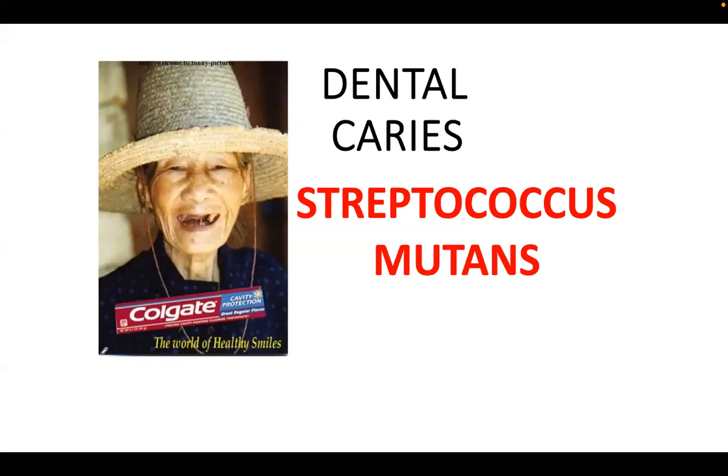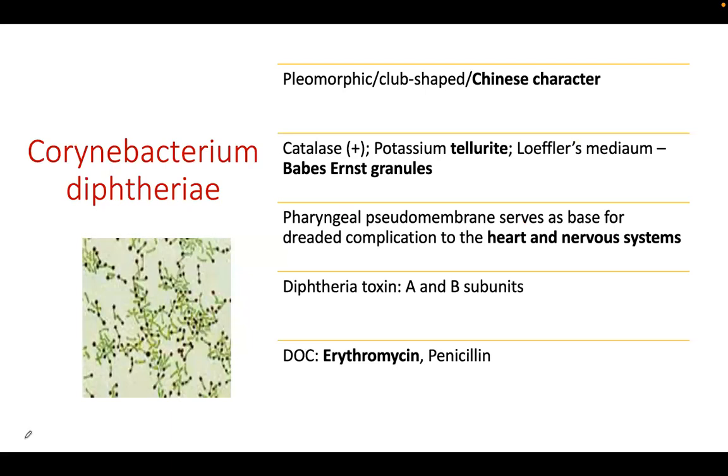So I hope you got that. Okay, that is for Streptococcus mutans. Now, please take note of Corynebacterium diphtheriae. Very, very important in Corynebacterium diphtheriae is its morphology. It is Chinese character. Now, the club shape, I honestly would not memorize this because club shape is not very specific, but the Chinese character is very specific.